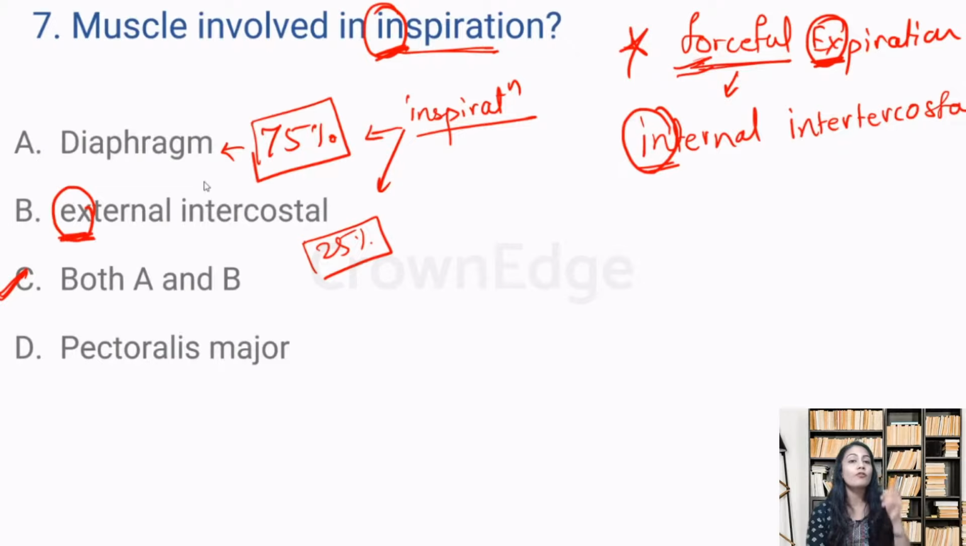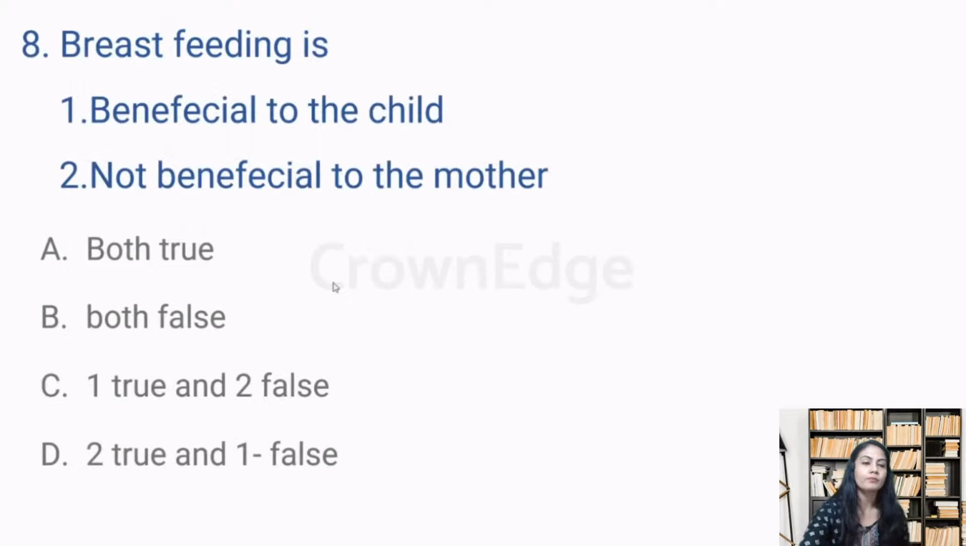If they ask about forceful inspiration, yes, then other accessory muscles are going to help you out in that. Pectoralis major also comes, but not in the normal inspiration. Okay, let's move on to the next question.